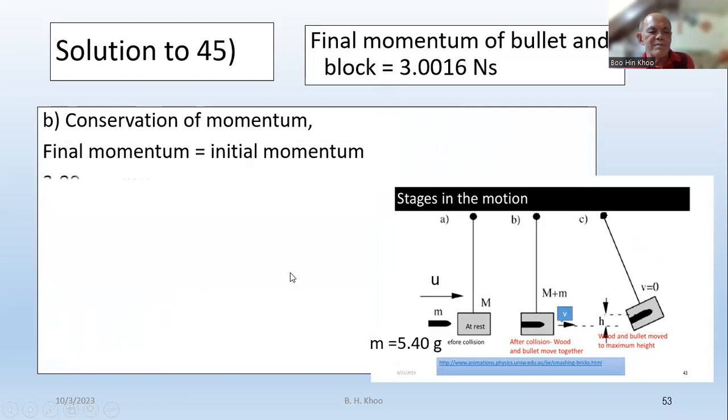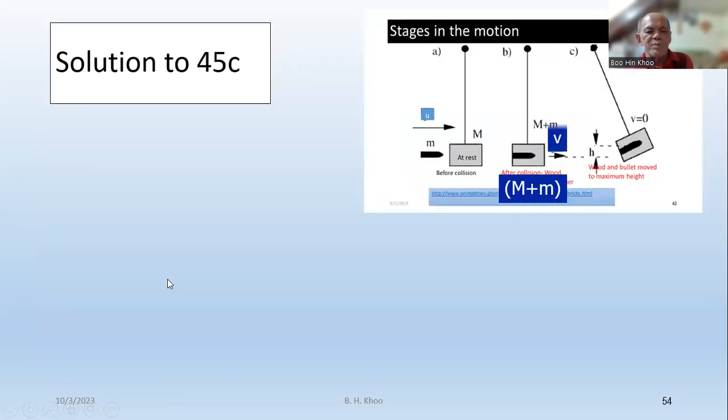Conservation of momentum: final momentum equals initial momentum. That's the initial momentum for this one there. The block is not moving, only the bullet is moving. Change the mass of the bullet to kilogram. Calculate your u.